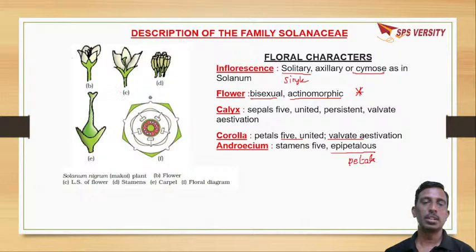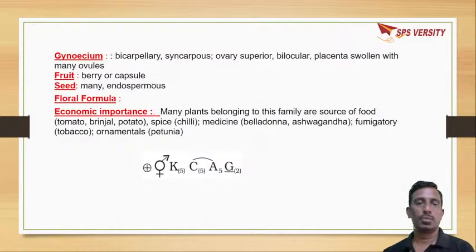So there is a line which is attached to the petals, which indicates the epipetalous condition. So this is the floral diagram. 5 sepals, valvate aestivation. 5 petals, valvate aestivation. And these are 5 stamens which are fused. Gynoecium, 2 carpels, syncarpous, superior ovary, bilocular. Fruit is a berry or capsule.